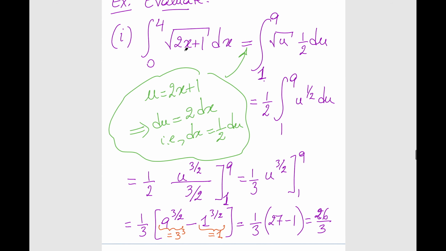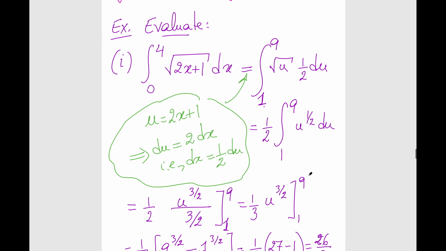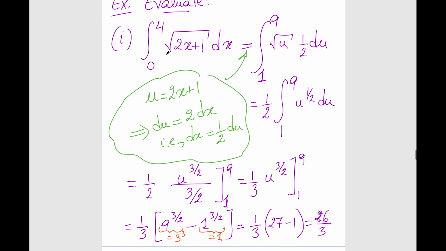So this definite integral, geometrically, means the region bounded by the curve y equals square root of 2x plus 1, the x-axis, and the two vertical lines x equals 0 and x equals 4. It happens that the net area of that region is 26 over 3. And this function is certainly above the x-axis, so this is the area under the curve, square root of 2x plus 1, between 0 and 4.